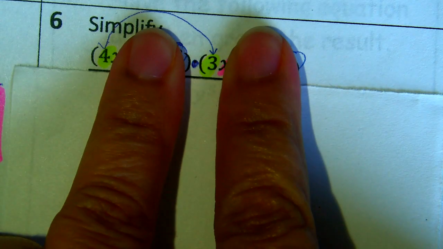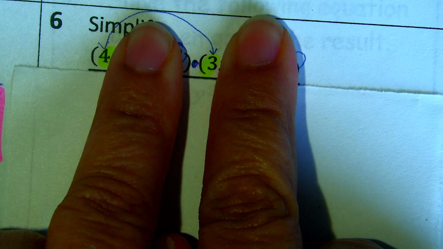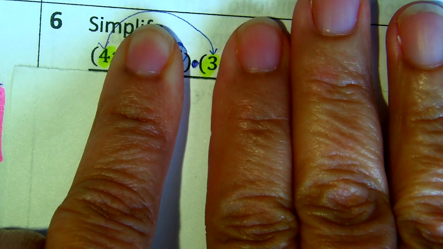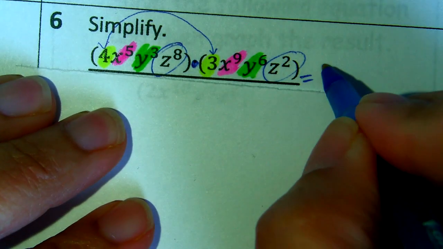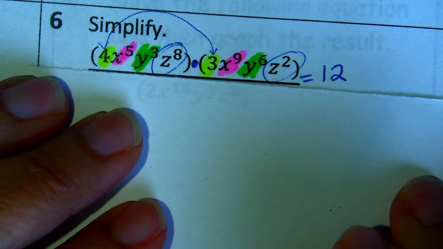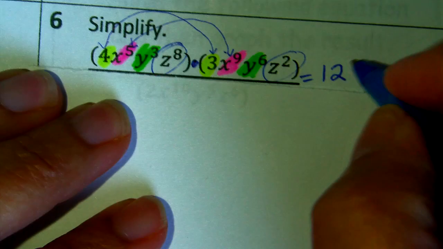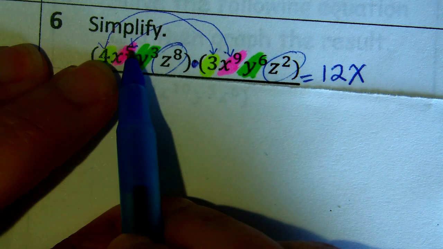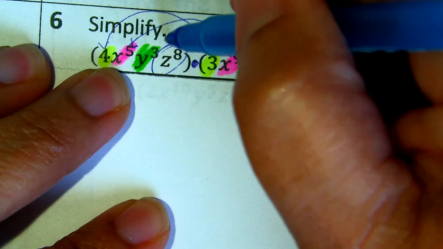What if the letters were not there? I'm going to cover the letters with my fingers. You see 4 times 3. Can you see that? 4 times 3. So multiply the coefficients first. What is 4 times 3? 12, all right? Now let's move on to the x's. X to the 5 times x to the 9. What do you do with the exponents? If you're multiplying, you add them. 5 plus 9, 14.